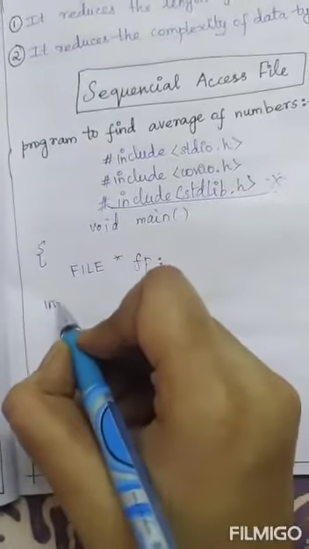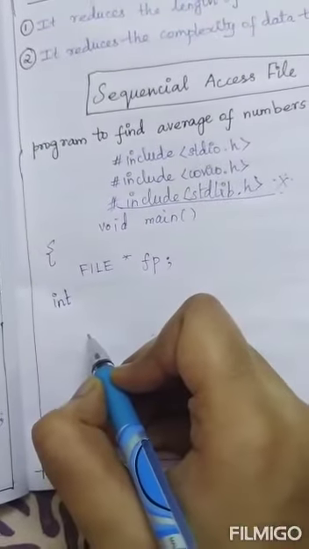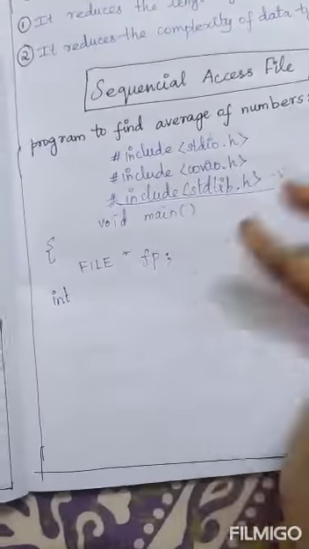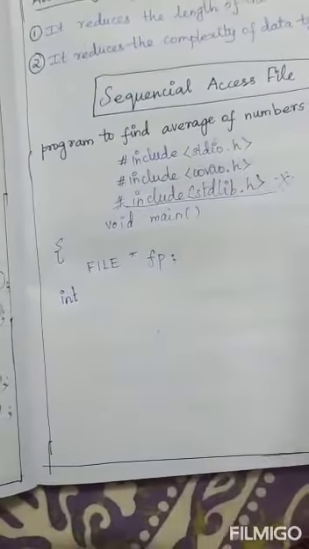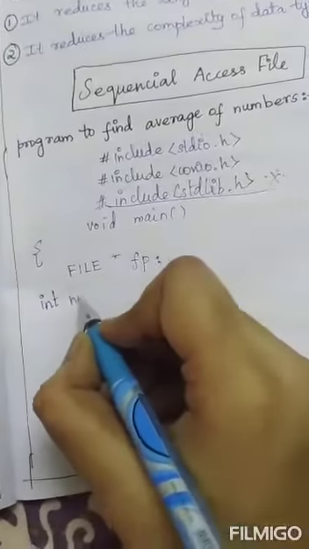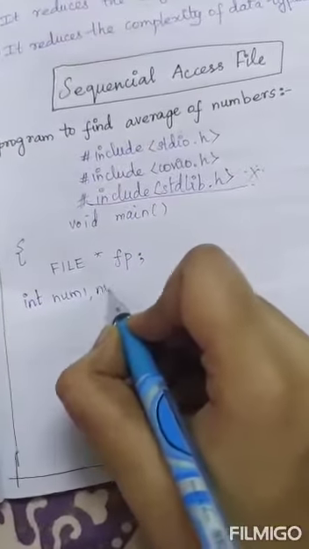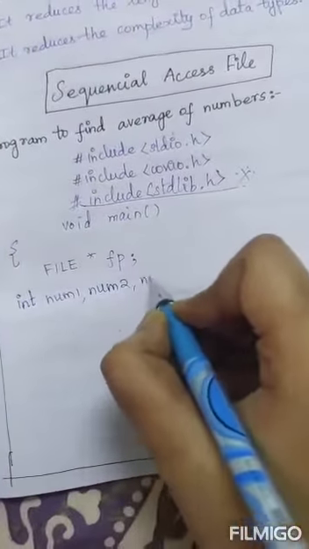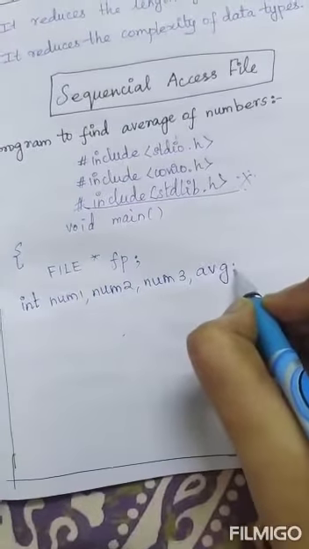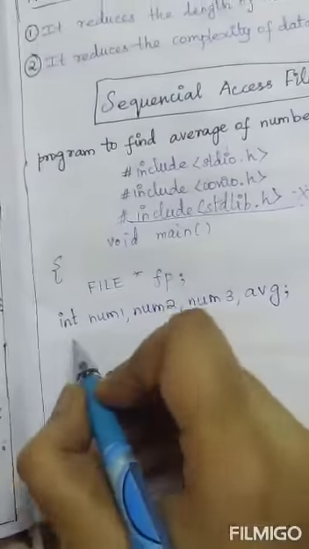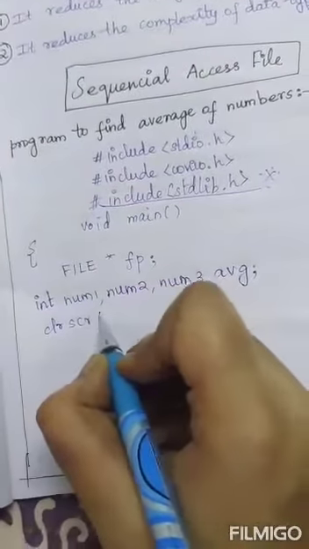Next I am going to give the data type int, and to find the average of numbers there must be two or more numbers. So I am giving three numbers, naming them num1, num2, num3, and I am going to find the average of these three numbers. I am clearing my screen now.